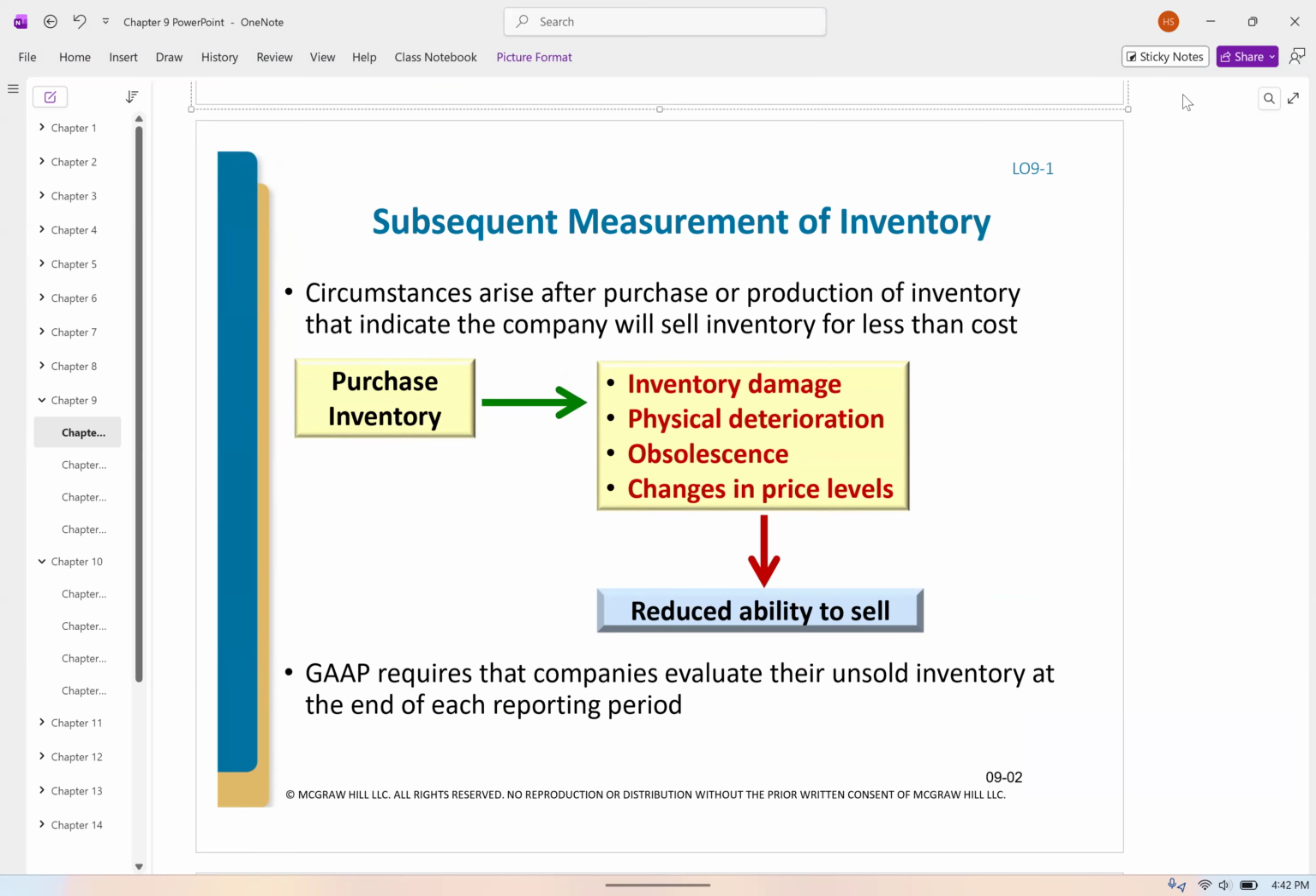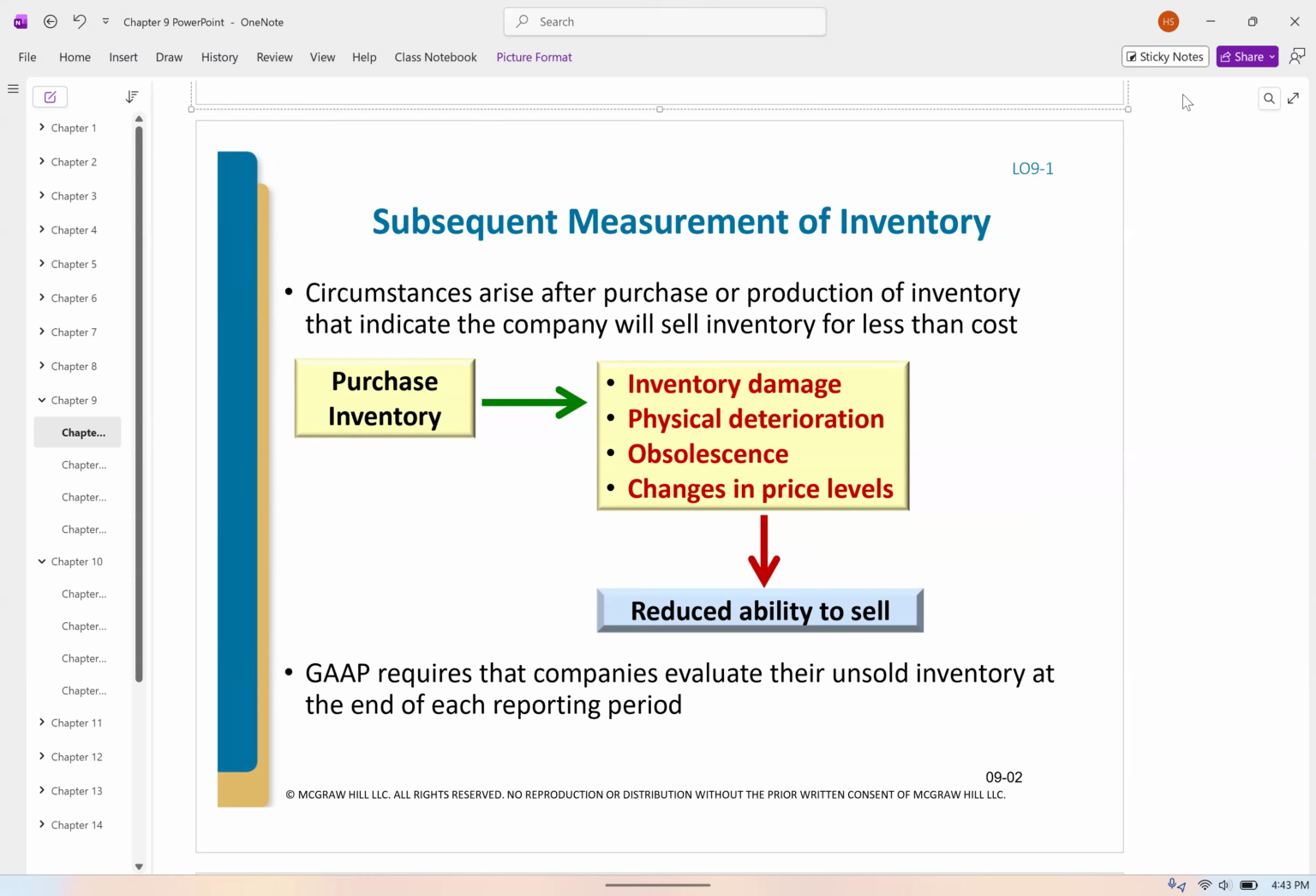It could be damaged. It could be physical deterioration. Like I always think of food. Food's going to go bad at a certain point, chips. So they expire. There could be obsolescence, and that just means whatever it was. I think of computers. Computers used to change faster than they are changing right now.